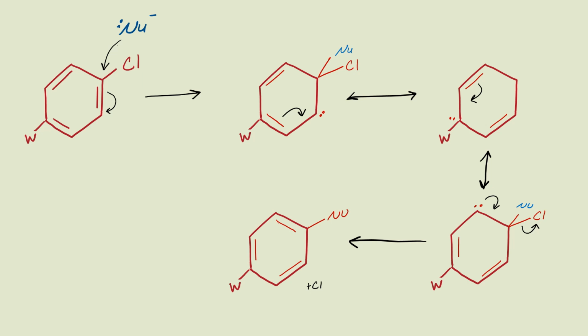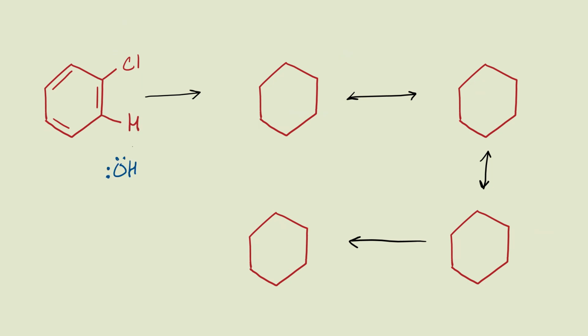Now, let's look at the elimination addition mechanism. First, this alkoxide will take off the hydrogen. This leaves a negative charge on the atom adjacent to the halogen and gives us an alcohol. The lone pair will swing up to make a triple bond, which kicks off the halogen. This gives us our very reactive intermediate, benzyne.